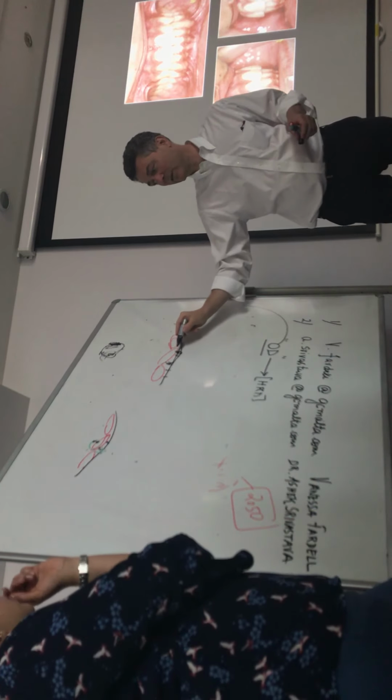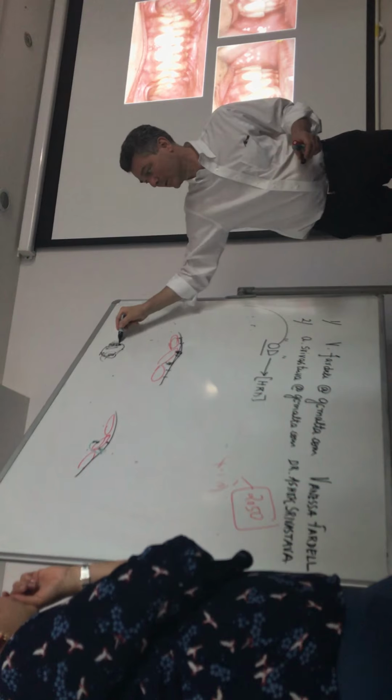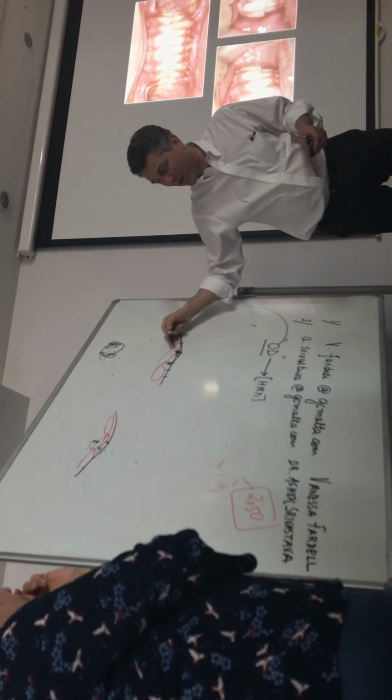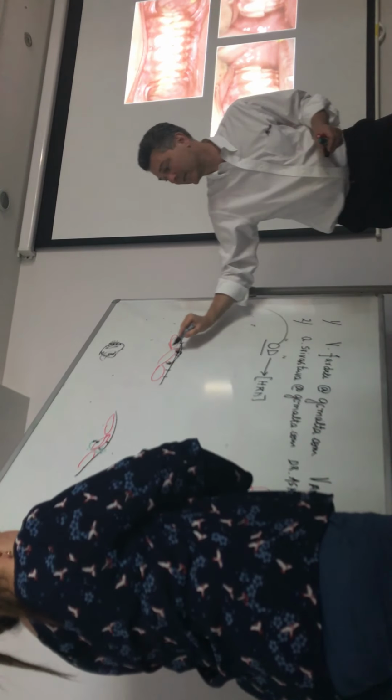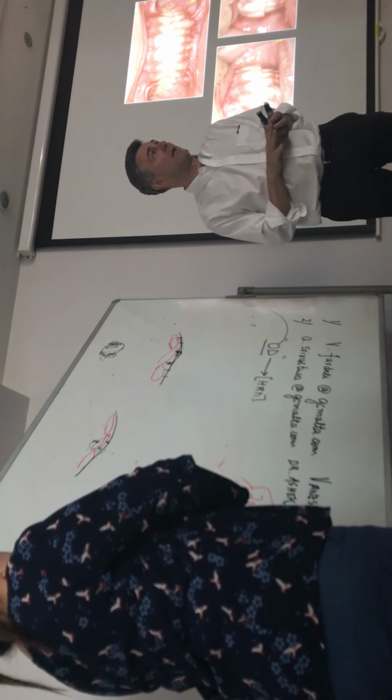If you do this, what happens is that the closed coil is pushing the wire out of the brackets, and you ligate that, and the wire tends to put this back in line.